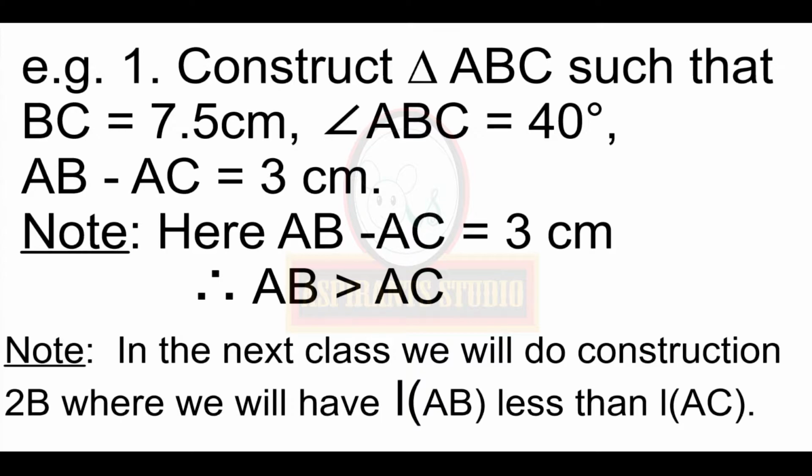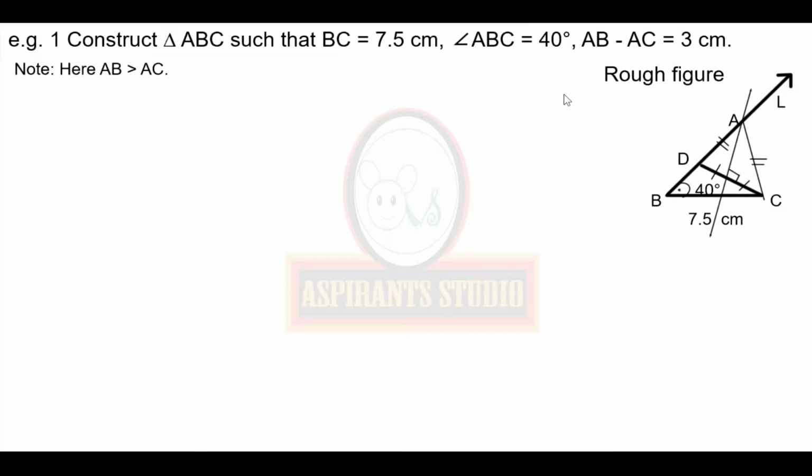Here AB is coming first and AC is coming next when you are subtracting. So AB is greater than AC. That means length of AB is greater than length of AC. Keep that in mind. Here we are going to take angle ABC is equal to 40 degrees, so we will be having a ray. For example, we will take ray BL. On that ray BL we will be having somewhere that AB. We have to find out.